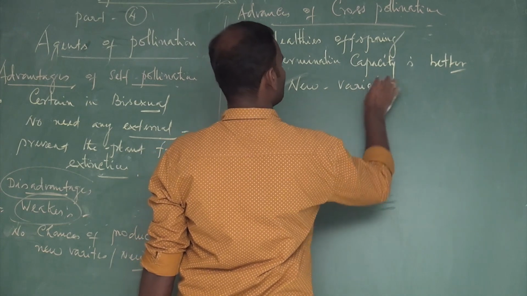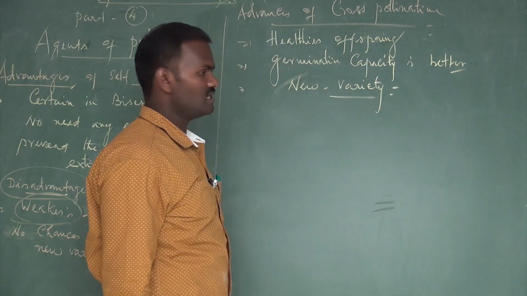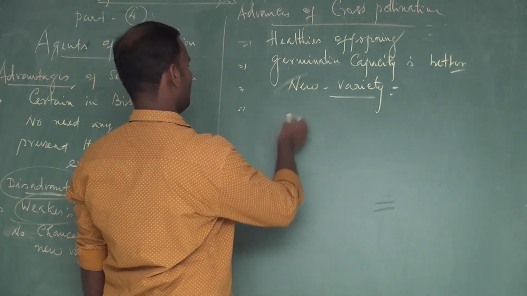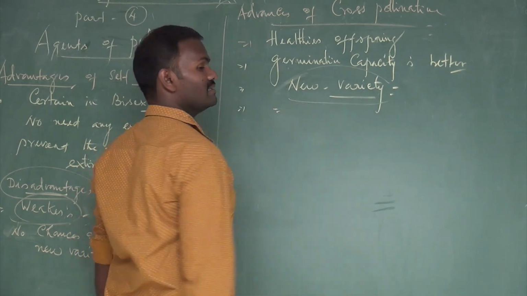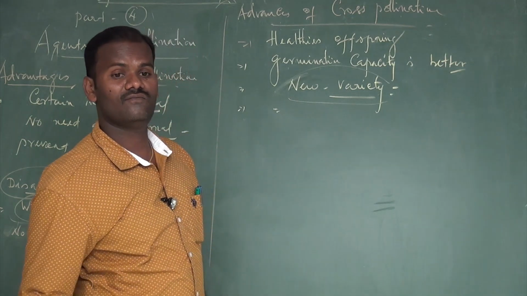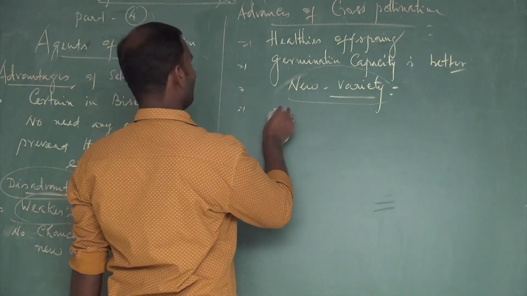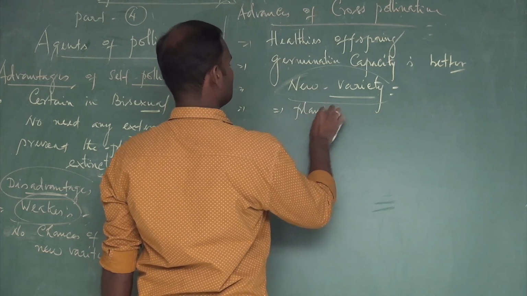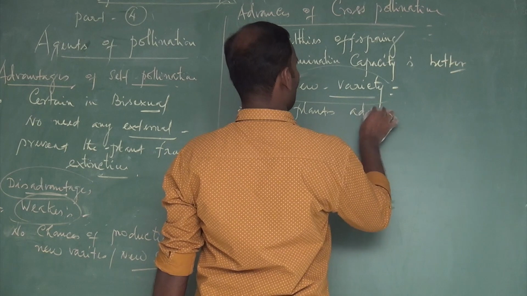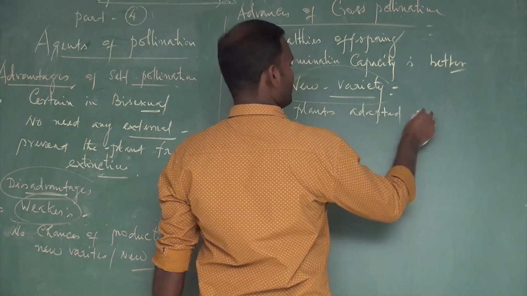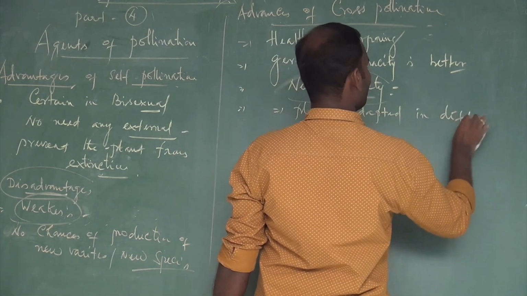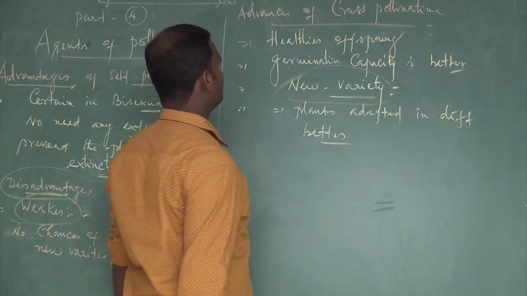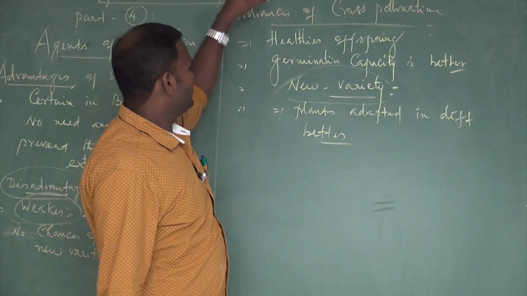New varieties are produced through cross-pollination. And next, the new varieties of plants are adapted to different types of environmental conditions. Plants adapted in different environments are better. So what are the advantages of cross-pollination?